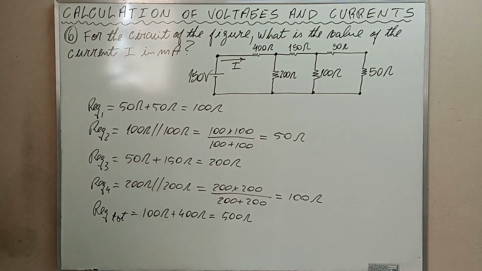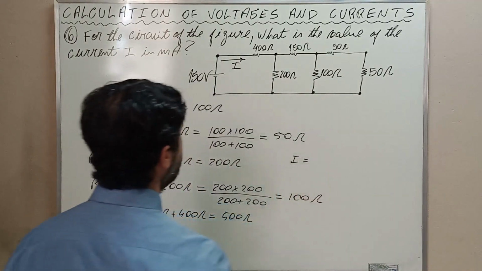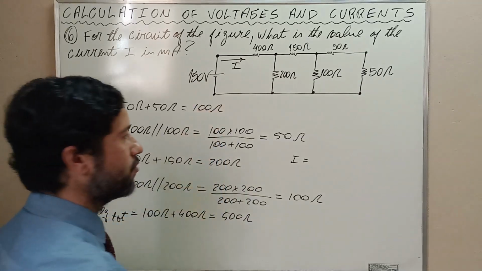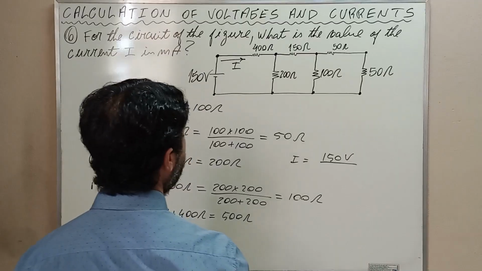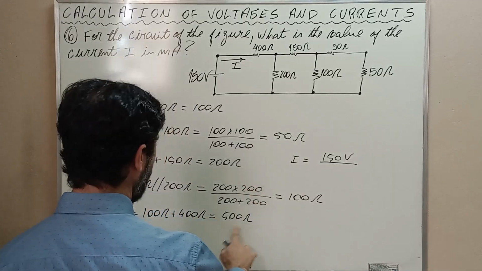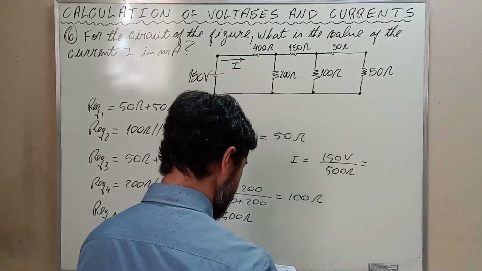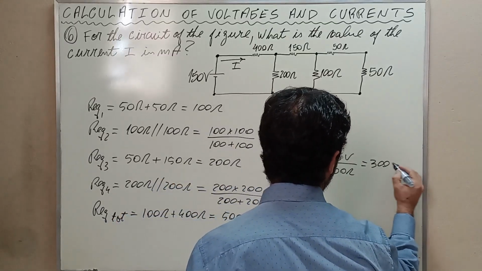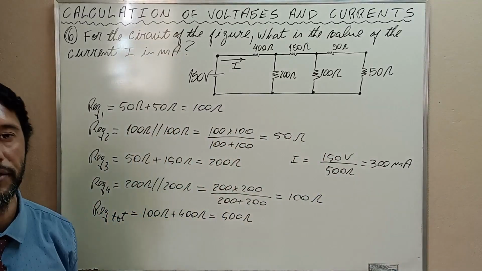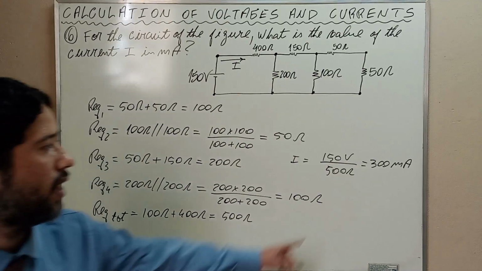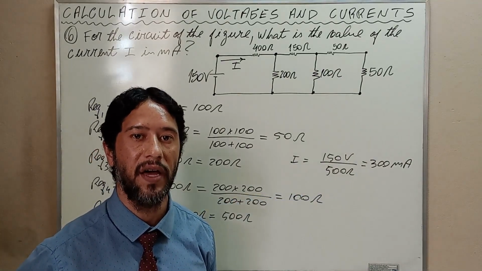Now we can calculate the current. The current is simply the division between the voltage of the source, 150 volts, by the total equivalent resistance, and this is equal to 300 milliamps. And this is all the exercise wanted us to calculate, the value of the current. Let's go to the next exercise.